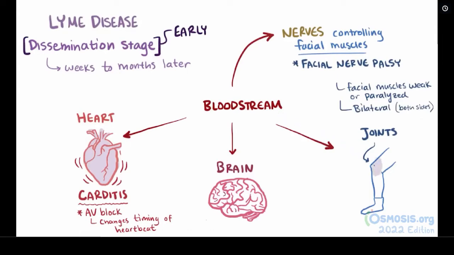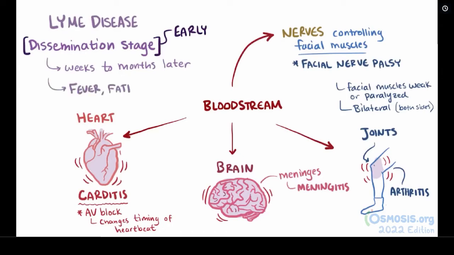If the disease spreads to the joints, it can cause arthritis in the knee, the wrist, and the ankles. Lyme disease can also spread to the meninges, which is the lining of the brain, which causes meningitis and sometimes terrible neck stiffness and headaches. Not surprisingly, inflammation in various parts of the body can also cause fevers, fatigue, and other flu-like symptoms, just like we saw in the early localized stage.